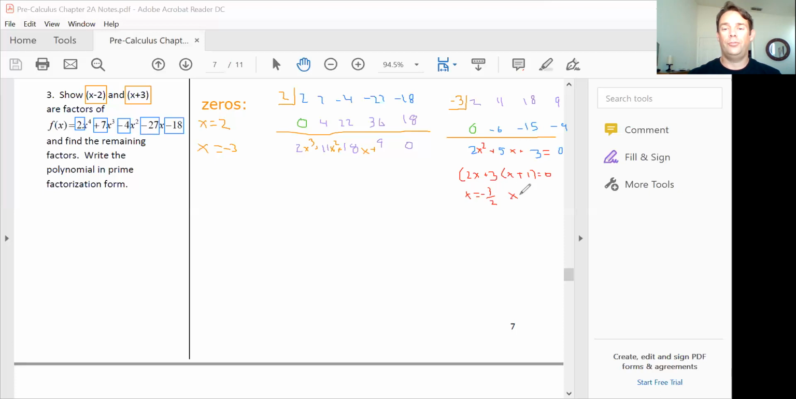And x equals negative 1. So a fourth-degree polynomial, a fourth root polynomial, notice it had 4 zeros. That's an interesting idea. We'll come back to that at a later time.